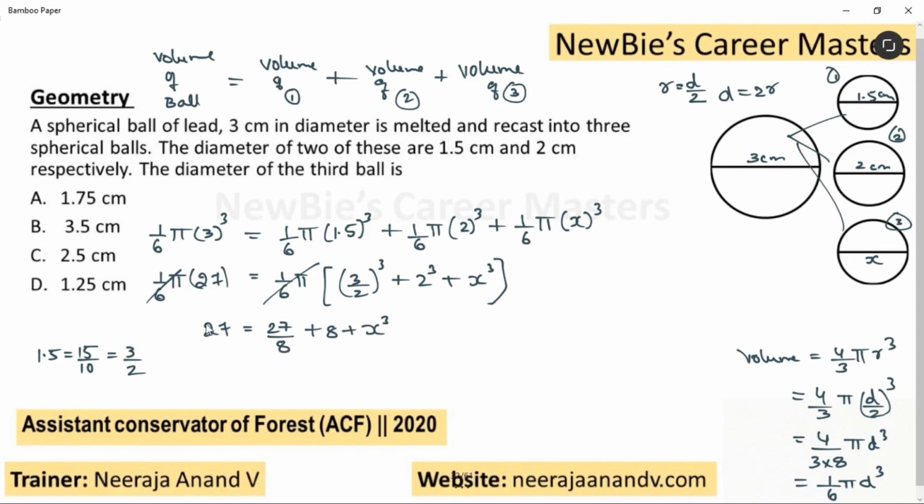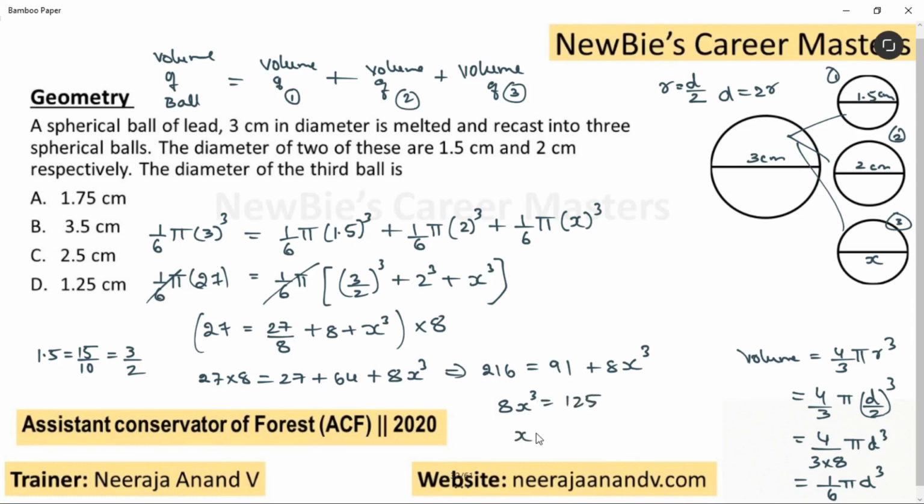See, in order to remove this 8, we can use a technique like just multiply all the numbers with 8. First number 27 into 8, the 8 will get cancelled, no? So it's just 27, and this value is 64 and this value is 8x cube. Okay, reduce this value. This is 216 is equal to 91 plus 8x cube. Let's take 8x cube one side. If you send 91 to this side, you get 216 minus 91, that is 125. Yes, x cube is equal to 125 divided by 8.